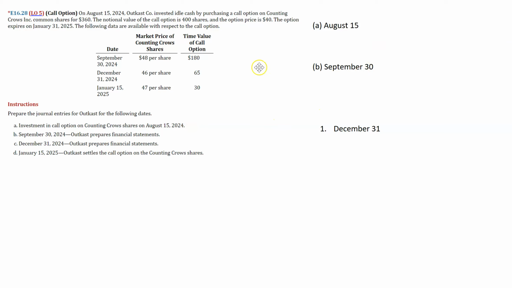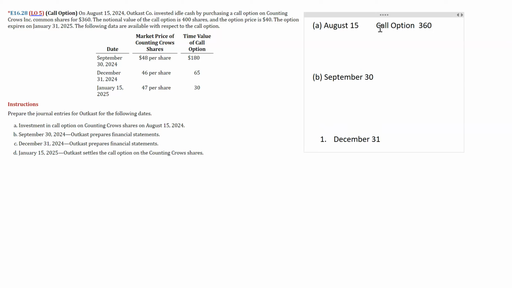On August 15, first journal entry, we will record when the company invested in call options. So we will debit call options. Remember, call options, we show it on our balance sheet. It's an asset, so we will debit call option, and the price they paid is $360, and then we will credit cash because for those options they paid cash, so we'll credit cash $360.